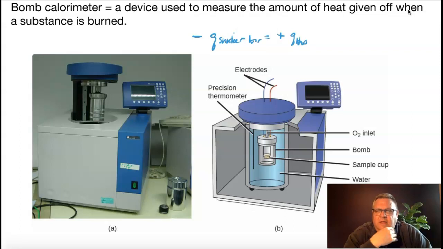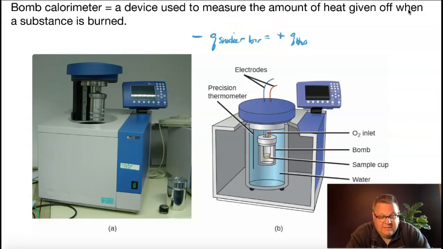You need to be able to explain, in a sentence or two, what that means. That would be a really good test question. What that means is negative Q Snickers bar, the heat released when you burn a Snickers bar, is completely transferred and absorbed, that's what the plus means, by the water around it. The Snickers bar is the system, the water is the surroundings, and with this highly insulated device called a bomb calorimeter, we don't lose any heat to anywhere else. All of the heat of the Snickers bar, when it's burned, is transferred into the water.